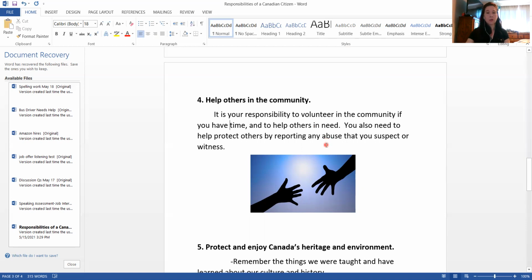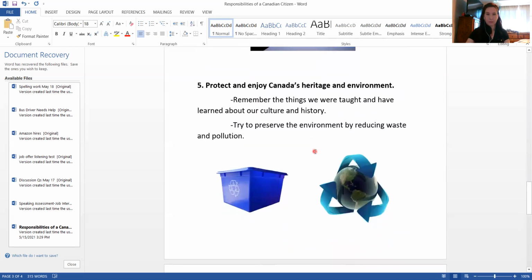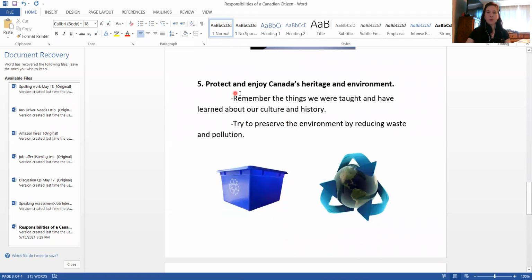It is also a responsibility of Canadian citizens to report abuse that you know or even think may be happening. You need to protect and enjoy Canada's heritage and environment.